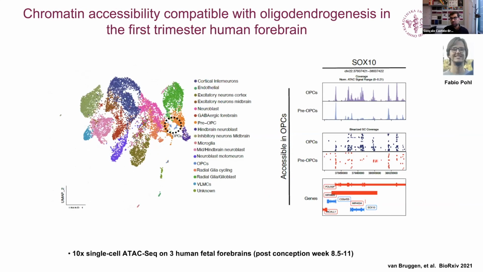And again, coming back to epigenomics, Fabio Paul in our lab also went to these early stages and did single-cell ATAC-seq. What he could again identify were pre-OPCs and OPCs that had chromatin accessibility in the SOX10 locus, indicating that at the epigenomic level there is a population of the oligodendrocyte lineage cells that is specified very early on.